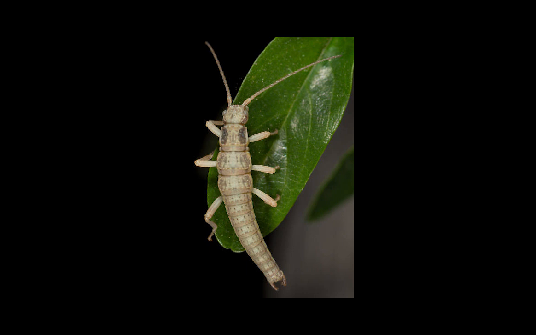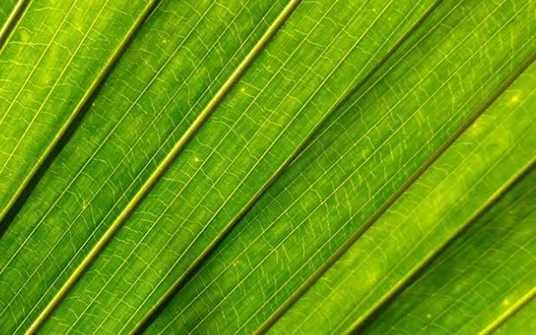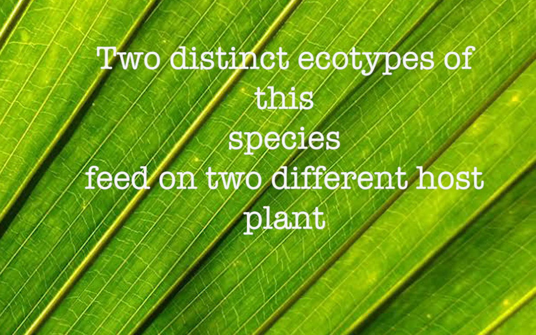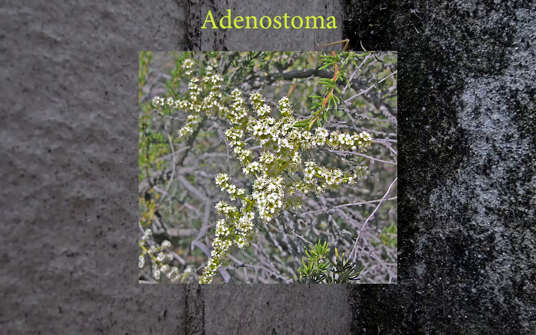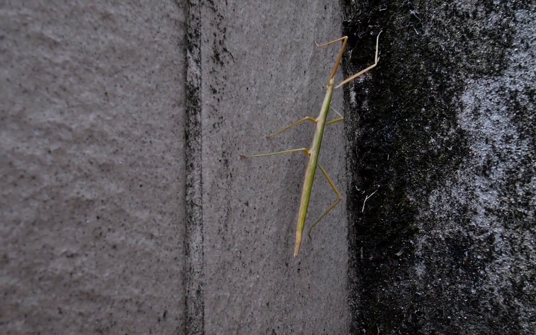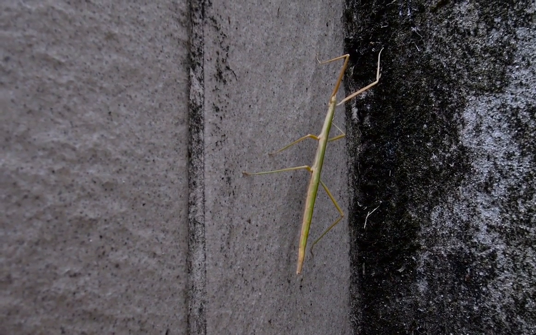Adaptive radiation can result from divergent adaptations to avoid predators. This is displayed in the stick insects Timema cristinae. Two distinct ecotypes of this species feed on two different host plants, Ceanothus and Adenostoma. These insects blend with their corresponding plant hosts to avoid detection from possible predators.